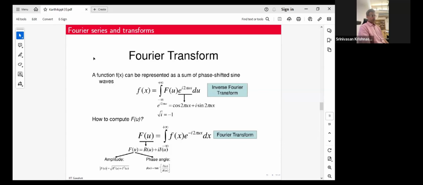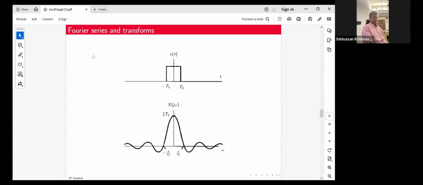Sine waves are nothing but signals that have a single pitch. Since every signal can be broken down into sine waves, it's good enough if we just study the response of the system to these sine waves. And that's why Fourier transforms and Fourier series become extremely important.